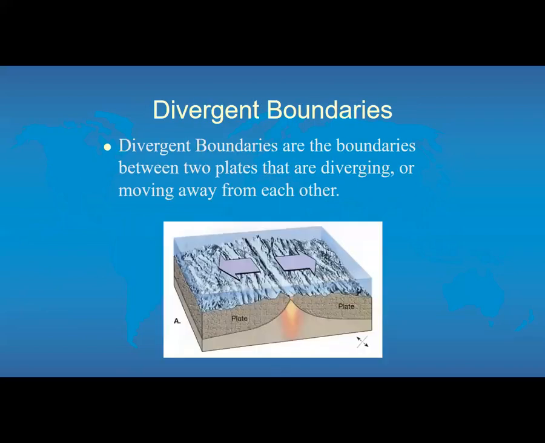Let's first talk about divergent boundaries. Divergent boundaries are boundaries where two plates are moving away from each other. Plates are being pulled in opposite directions. So you can see plate A over here is going to this side, plate B over here is being pulled to the right, and that's going to lead to a very slow erupting volcano in the middle.